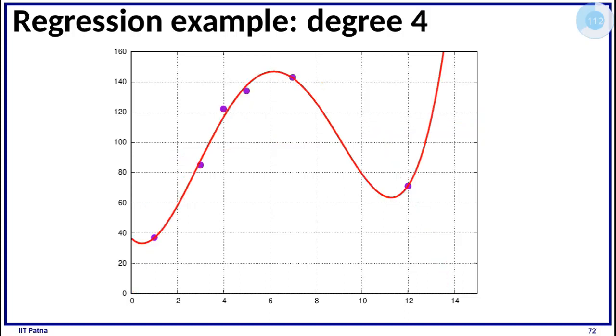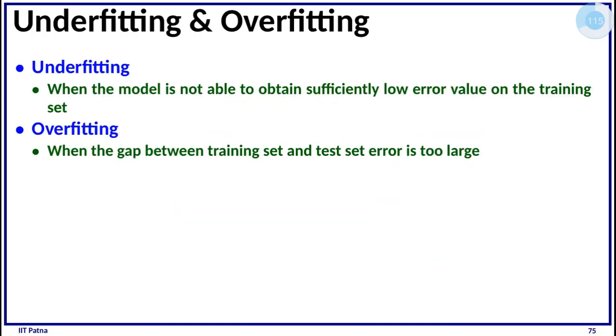So these two scenarios are not expected. We have two primary scenarios that we need to take care of. One is underfitting, where the model is not able to obtain a sufficiently low error value, because the error value will always be very high.